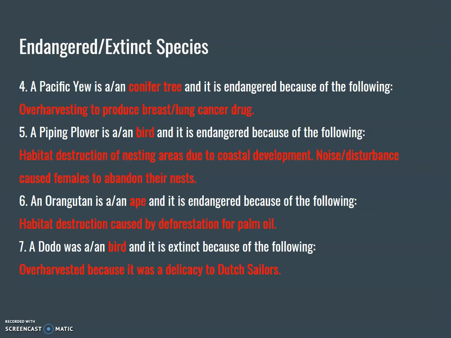An orangutan is an ape, and it's endangered because of habitat destruction caused by the deforestation for palm oil. Palm oil is in just about everything, and they're cutting down a lot of that rainforest to grow palm oil plantations. There's all sorts of documentaries about palm oil. And the dodo was a bird that is extinct because it was over-harvested because it was a delicacy to Dutch sailors. Why these 4 specific organisms? They are known to be sort of prominent on the AP test. They've all sort of shown up as a question. So it's good to make you familiar with those ones.